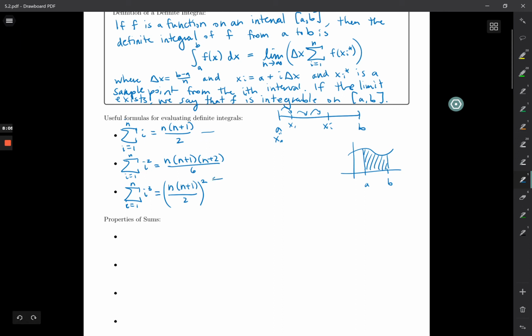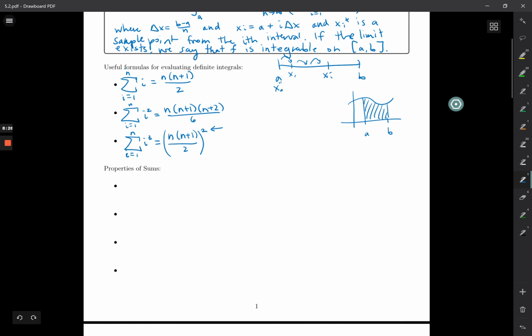Notice that there is a squared on this one, so don't forget about that when you're using the formula, because it can be easy to miss it. And it is the entire thing being squared, so it would be n squared, n plus 1 squared over 2 squared if you were to distribute the exponent.